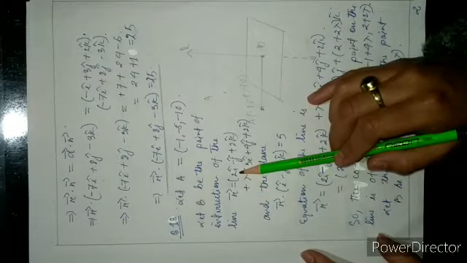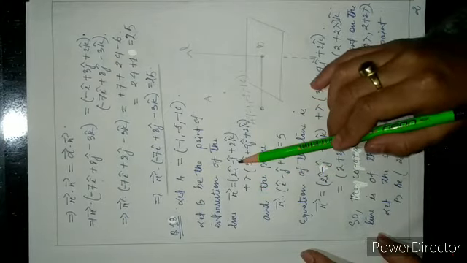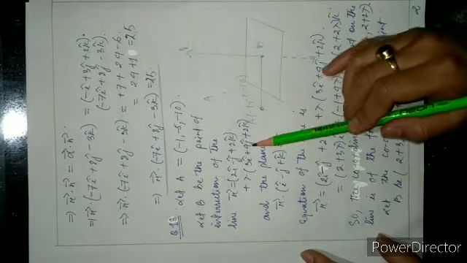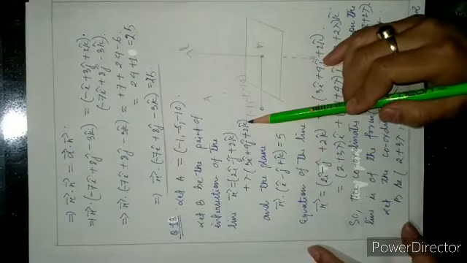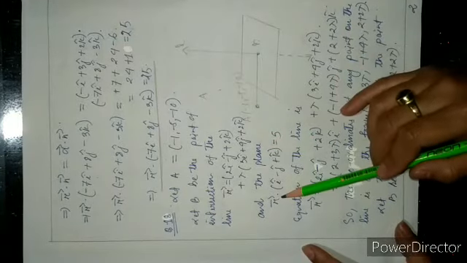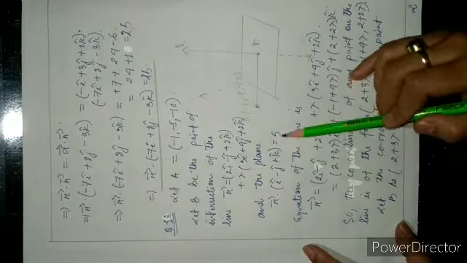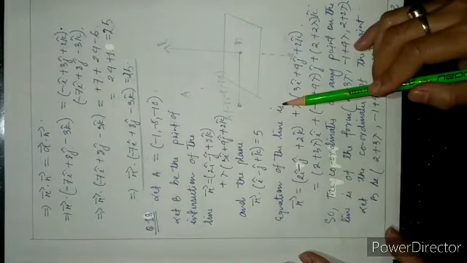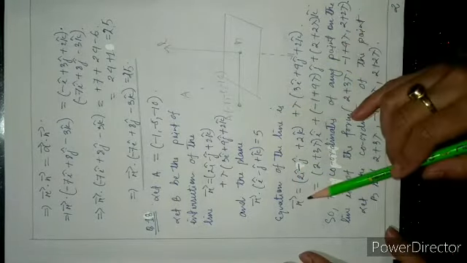Equation of the line is R vector equals 2I cap minus J cap plus 2K cap plus lambda times 3I cap plus 4J cap plus 2K cap. In the equation of the line and the plane, R vector dot I cap minus J cap plus K cap is equal to 5.